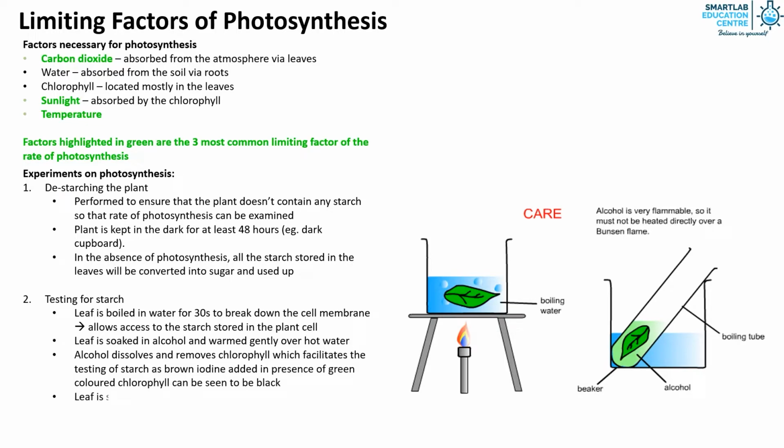The leaf is then spread on a white tile and covered with iodine solution. If iodine turns blue-black, starch is present. If iodine remains yellow, starch is absent.